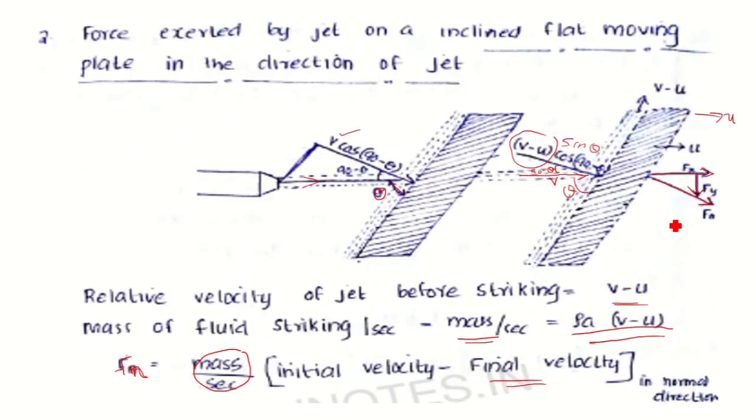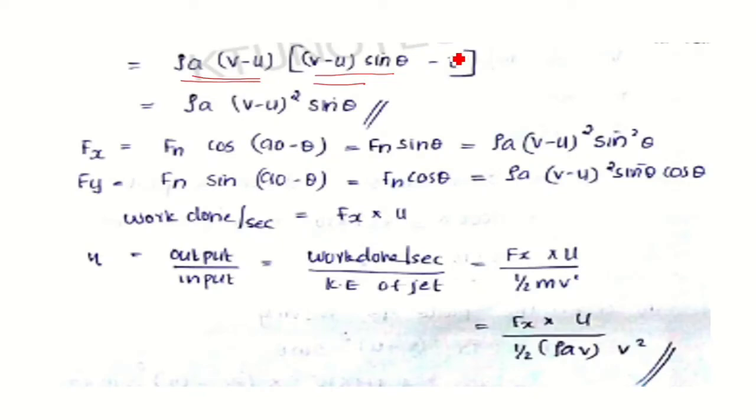The 0 is because there will be no normal component after striking the plate. So the value will be 0. So the final equation will be rho a v minus u whole square into sin theta.